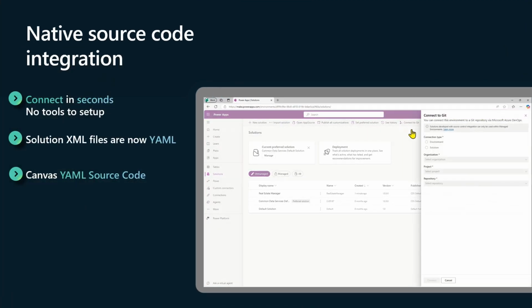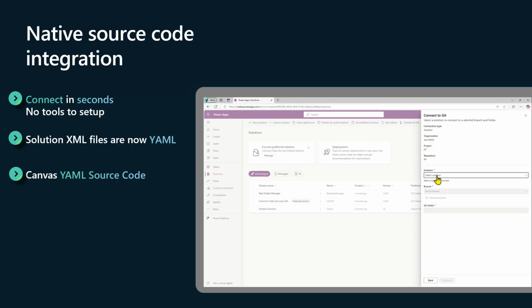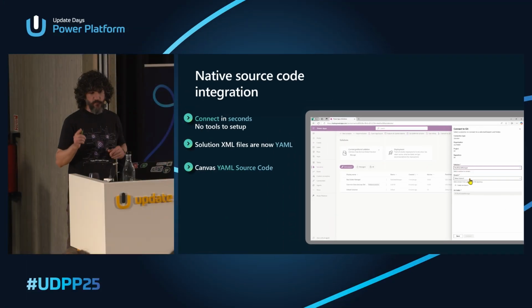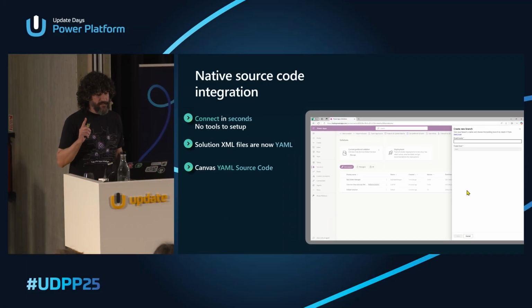As I said, the solution is the code, and we have the native source code integration. The goal is to make the citizen developer do source control since day one. So you can connect your environment or your solution to an Azure DevOps repository. We will use solution today, but you can use both. There is no right or wrong. You can connect in seconds. You don't need any tool to set up. You do everything from Maker Portal.